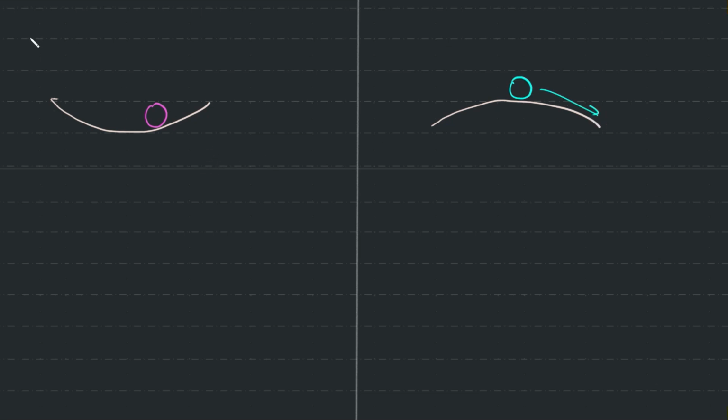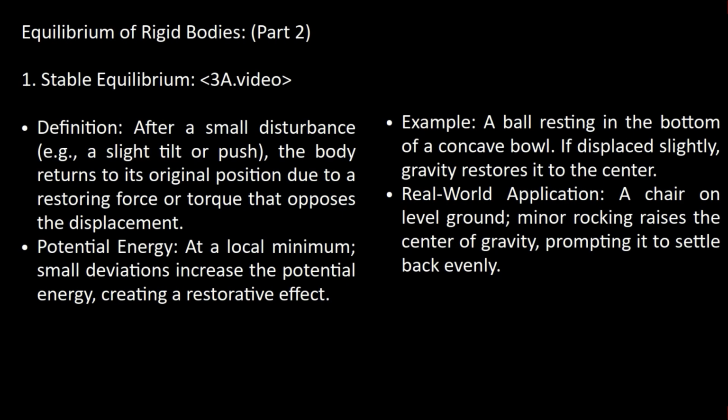So which is stable and which is unstable? Yes, this is stable equilibrium. This is unstable equilibrium. So please understand that we're looking at small displacement. So let me read through. After a small disturbance or a displacement, a slight tilt or a push, the body returns to its original position due to a restoring force or a torque that opposes the displacement.